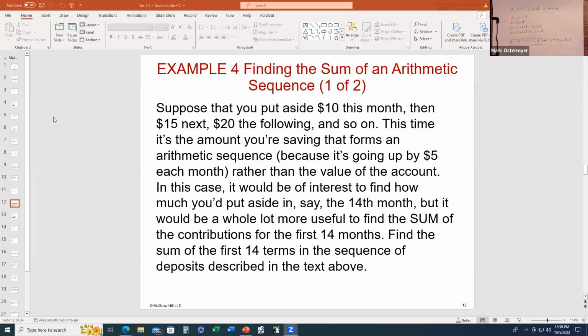All right, so here's an example. Suppose that we put aside $10 this month, then $15 next month, $20 the following month, and so on. This time, it's the amount you're saving that forms an arithmetic sequence because it's going up by $5 each month. So rather than the value of the account, in this case, it would be of interest to find how much you put aside in, let's say, the 14th month.